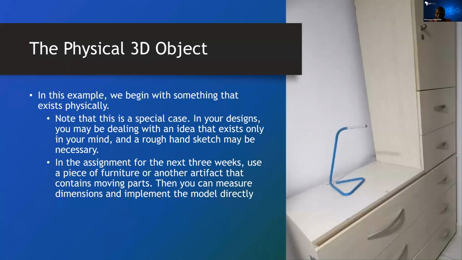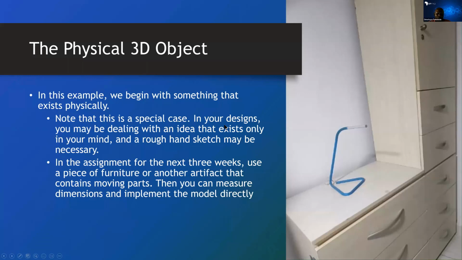This picture here I showed you before, this is a photograph of my drawer cabinet. And I want us to look at this drawer cabinet, and we will pause a little bit here. In this example, we begin with something that exists physically. This is a special case. In your designs, you may be dealing with an idea that exists only in your mind, and a rough hand sketch may be necessary. But let us try and start with this thing that actually exists. And this is my study lamp on top of it.